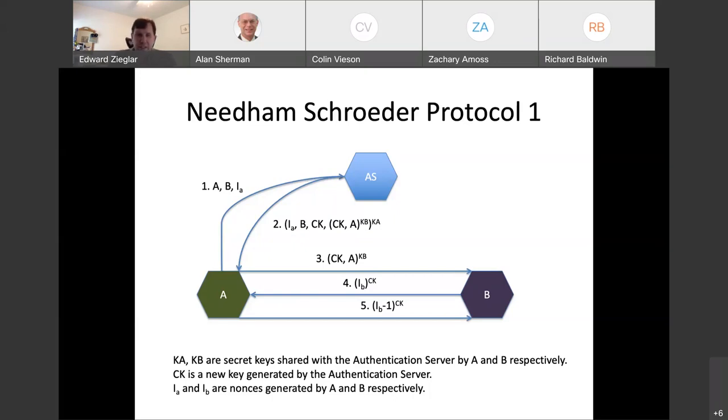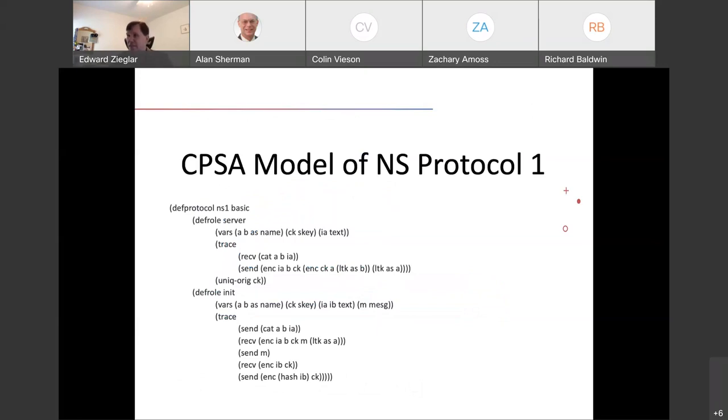So we've modeled this in CPSA, and so this is a simple model. We've got a server role, which is going to just be our definition of how the server works. And it simply receives that message and then sends the message back with a fresh key. If you notice, we have unique origination, in this case, of CK in the role, because this is a trusted server. Our server is intended to always generate a fresh key every time it runs. So we don't want to consider cases where the server is broken, because under those conditions, the whole protocol will fall apart anyway.